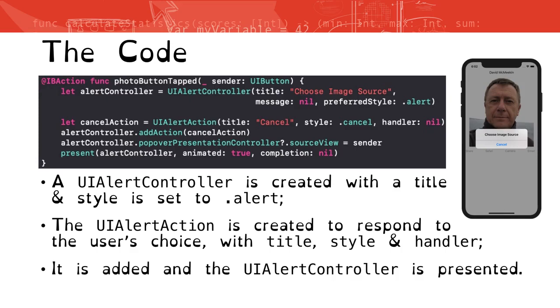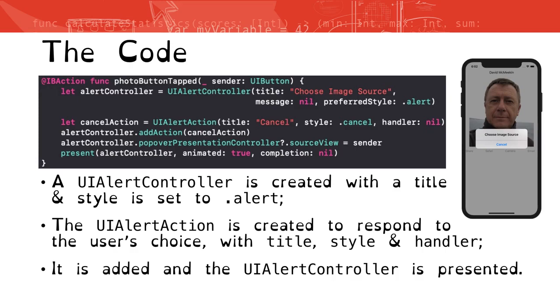We then also say what type we want. Do we want the action sheet or do we want the alert? And in this case, we've said the alert, the traditional alert. We then need to create what's called a UI alert action, and that allows us to respond to what the user chooses. So in this case, we want a cancel action. So we say that the title of that is cancel. We make it of style cancel, and we don't actually add a handler to it.